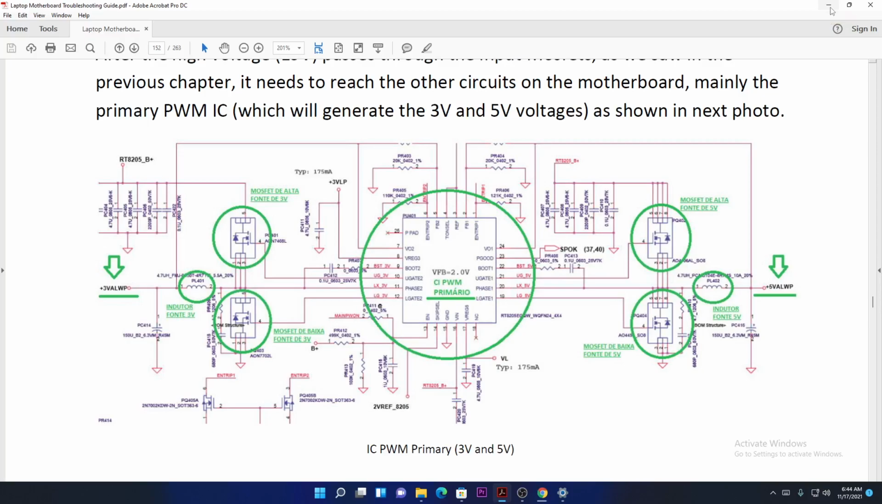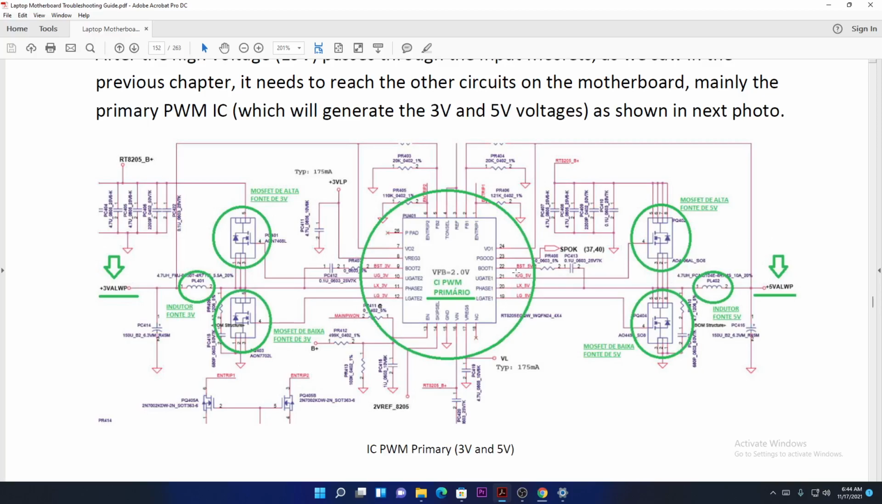Anyway, we have a chip that generates the 5 volts and the 3.3 volts always. The reason I'm showing you this again, and I'm pretty sure you are irritated now, is because you've been learning about the chip that generates the 3.3 and the 5 volts always. Anyway, I want to show you something.